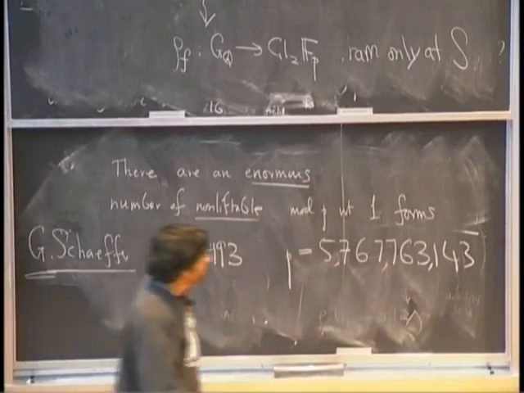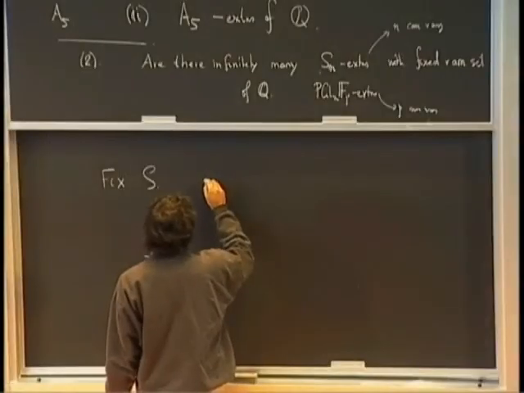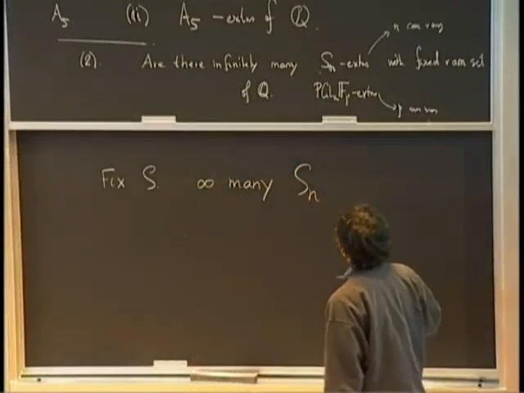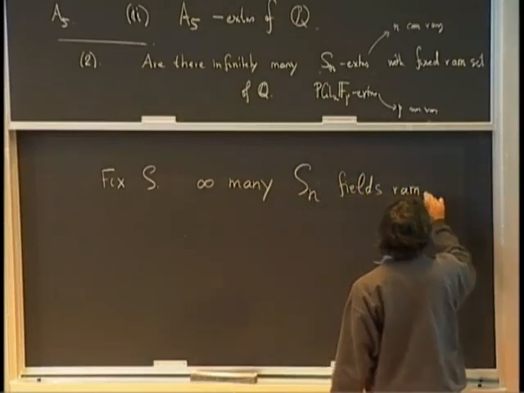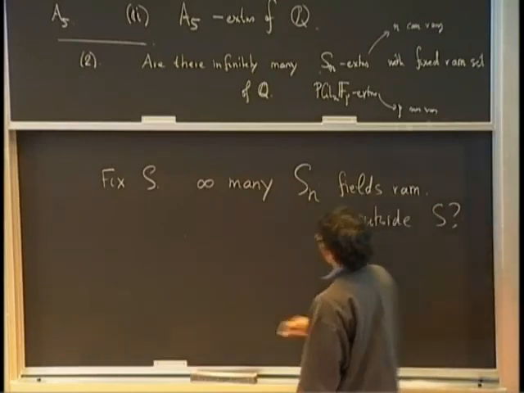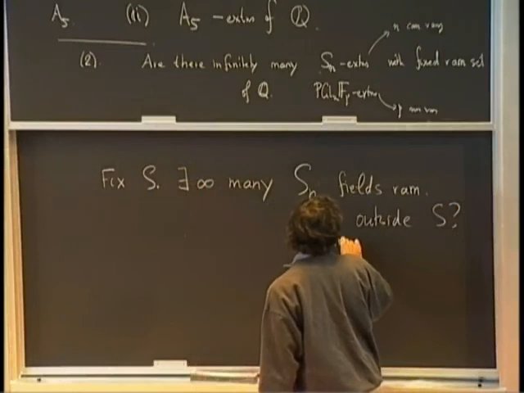Okay, let me just say, now let's talk about Sn, which is, I think, the most interesting case of all. And again, as with everything in this talk, I don't actually know the answer. The question is: fix a set S, are there infinitely many Sn extensions? Can you find infinitely many Sn fields ramified only at 2 and 3, or unramified outside S? And here n is allowed to vary.